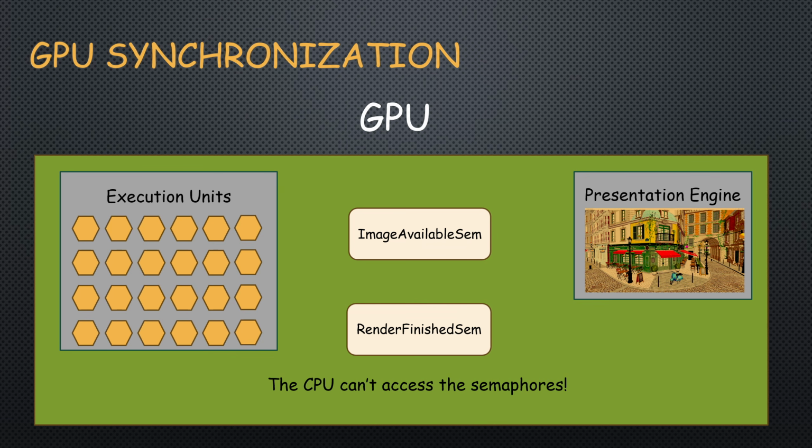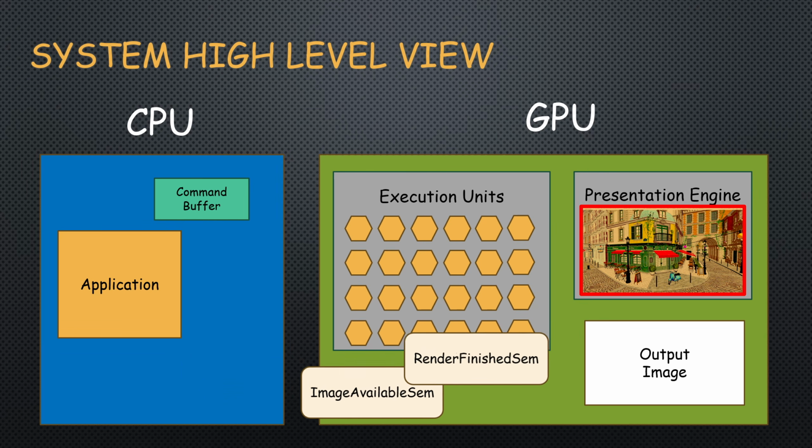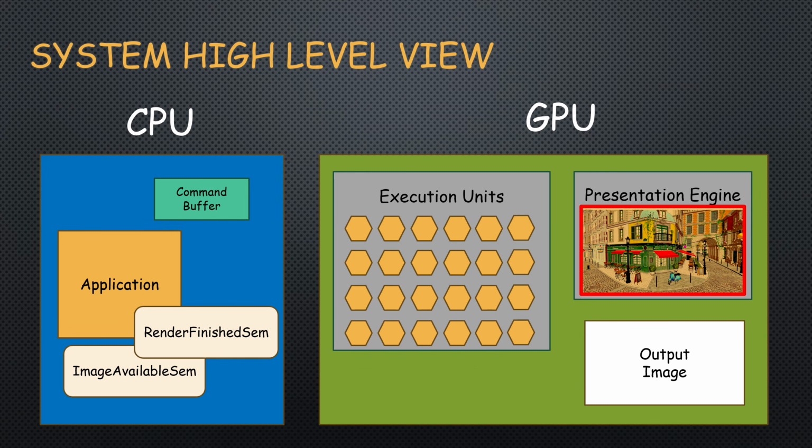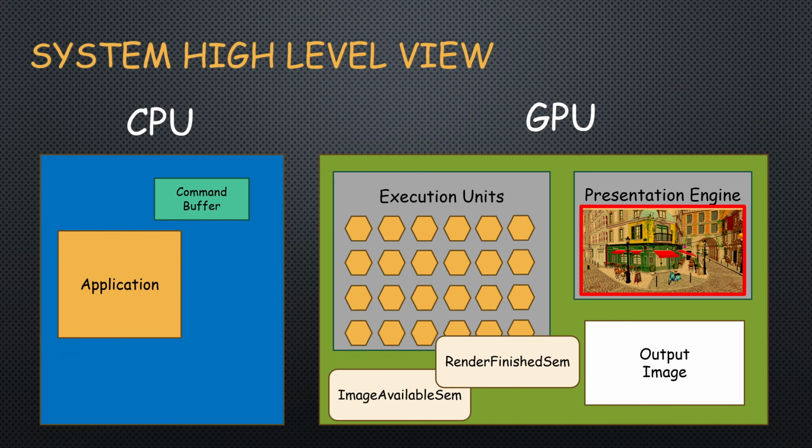It's important to know that the semaphore in Vulkan is an internal GPU synchronization mechanism, meaning that it can only synchronize between the different parts of the GPU, such as the execution units and the presentation engine. So the application is responsible for management of the semaphores in terms of handing them out to the different API calls, but it cannot signal them or wait for them directly.